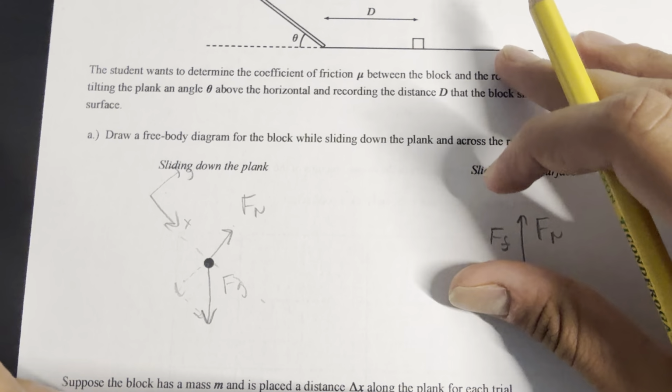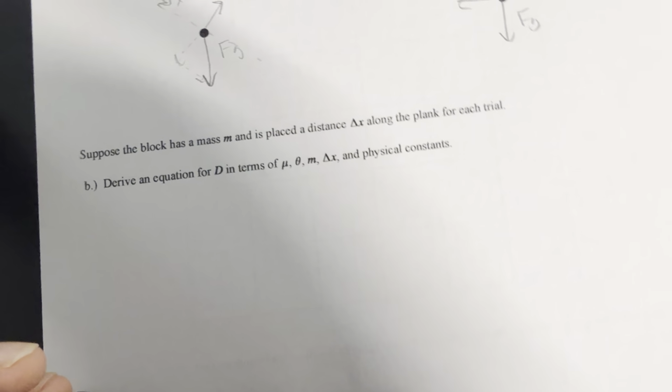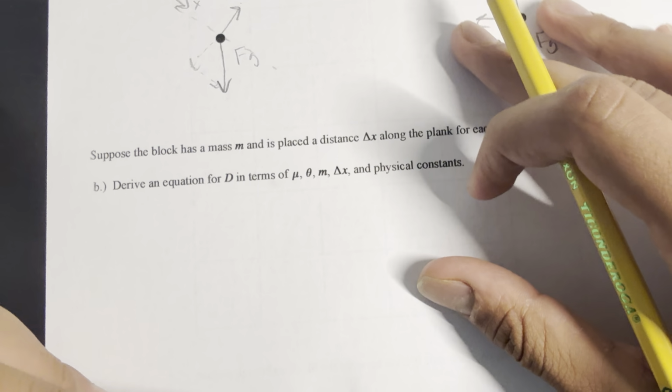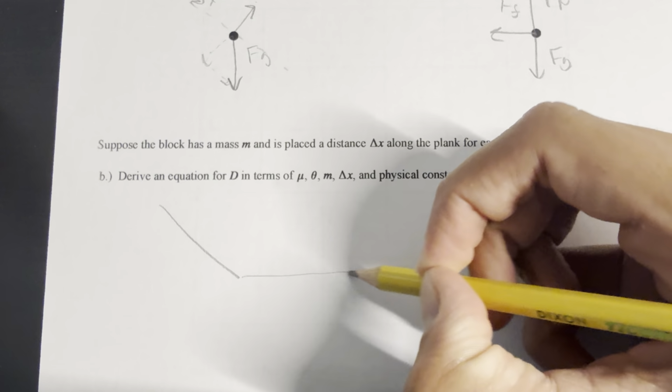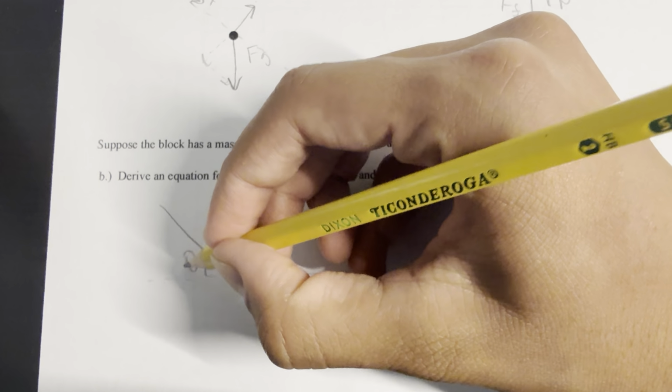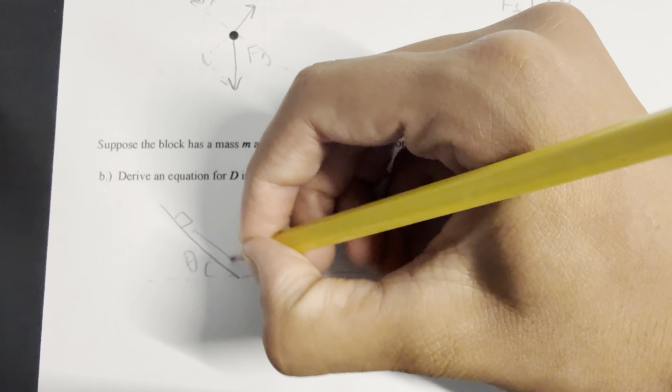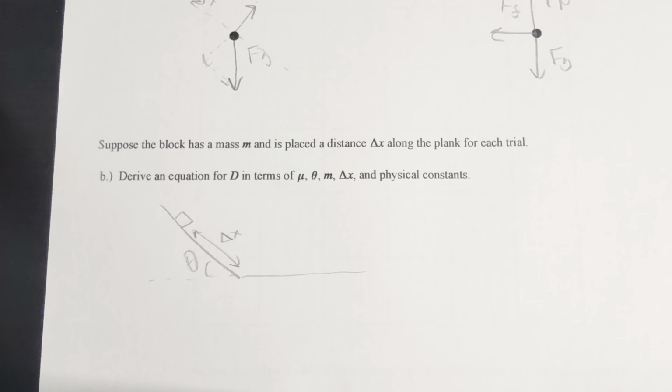So now let's go on to the next part, and maybe adjust the camera like so. I'll get better at this, but we're going to derive an equation for D. Let me read the part. Suppose the block has a mass m and is placed a distance delta x along the plank for each trial. Derive an equation for D in terms of mu, theta, m, delta x, and physical constants. So delta x, if I draw out our little scenario, just represents this right here, the distance along the plank.